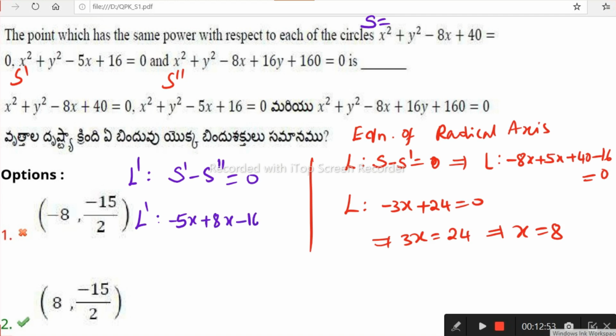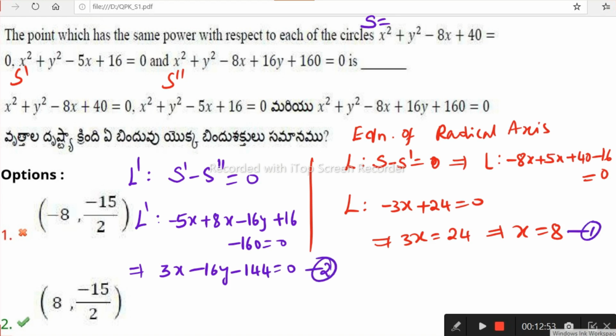minus 16y plus 16 minus 160 is equal to 0, right? So from this one, minus 5 plus 8 is 3x minus 16y, and 16 minus 160 is minus 144, equals 0. By solving 1 and 2 we can find out the radical center. Solve 1 and 2, substitute x equals 8 in equation 2.